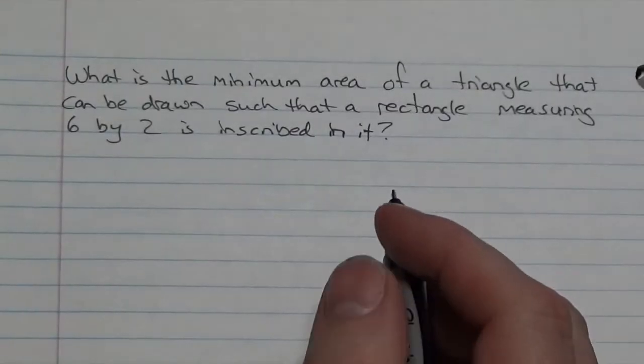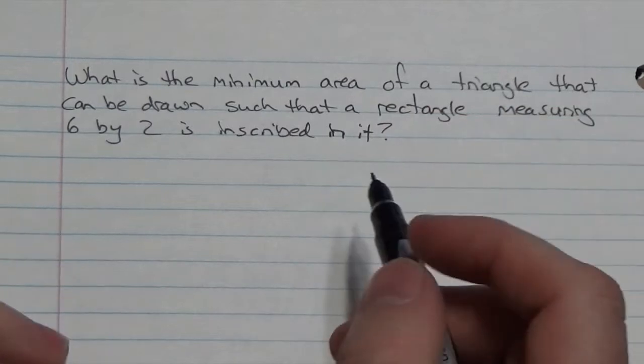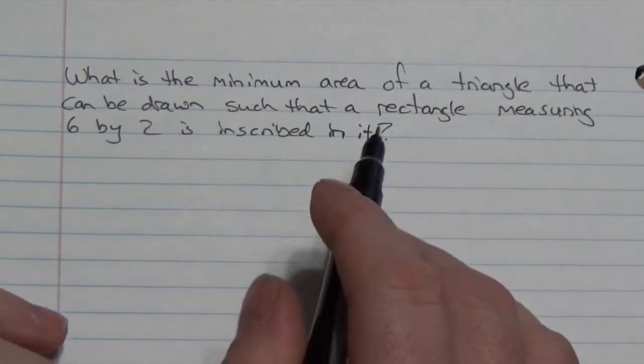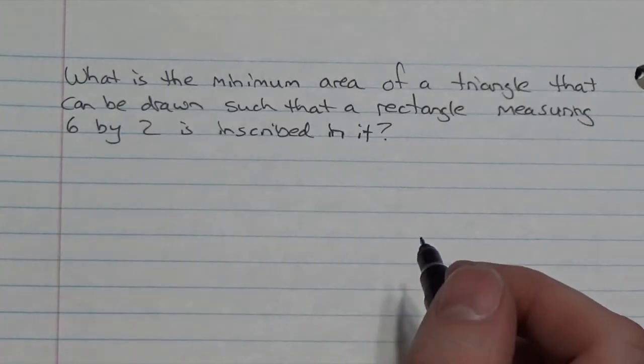All right, hi everybody. So we're going to start looking at some applications of trig derivatives and just jump right in here. So the question is, what is the minimum area of a triangle that can be drawn such that a rectangle measuring 6 by 2 is inscribed in it?